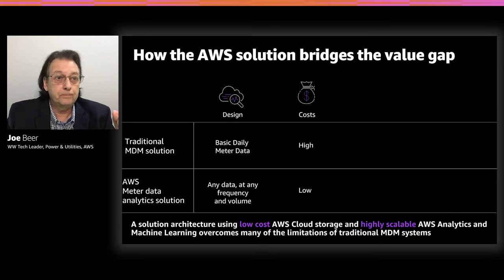Cost difference. Because the traditional MDMs are usually built on old-school legacy databases such as Oracle, they tend to be pricey. You're paying for that licensing. They're usually on-prem, so you've got that cost, plus you've got the cost of the MDM itself. Versus a data lake-based approach on top of S3, which is very low cost and handles any data you want, any speed, any volume.